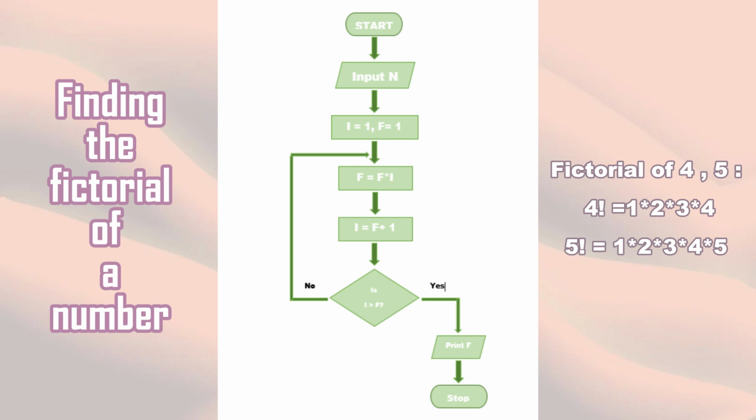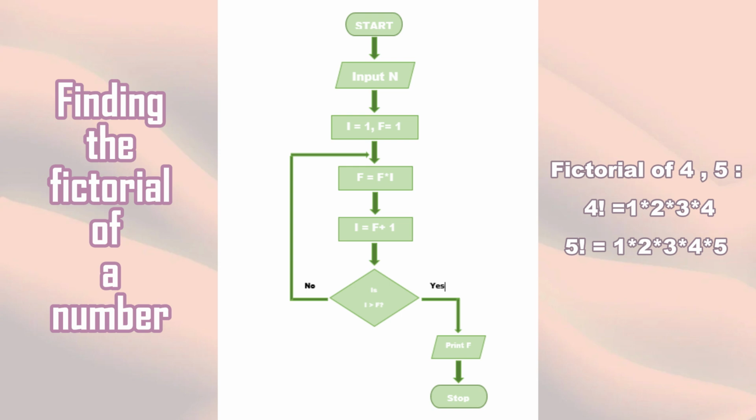Next thing you have to do is to calculate the factorial. You will need a formula which is shown in the rectangular box, which is f is equal to f multiplied by I. And the next command is I is equal to I plus 1, that is, add the number 1. And next, in the diamond, it is shown: is I greater than n?